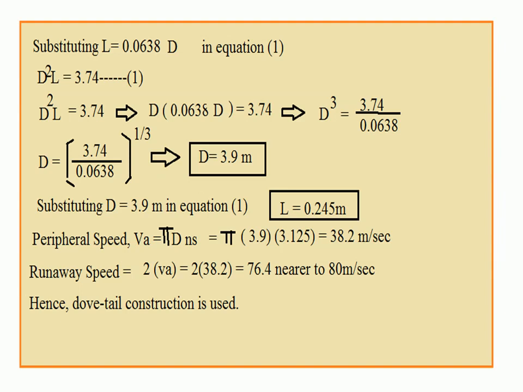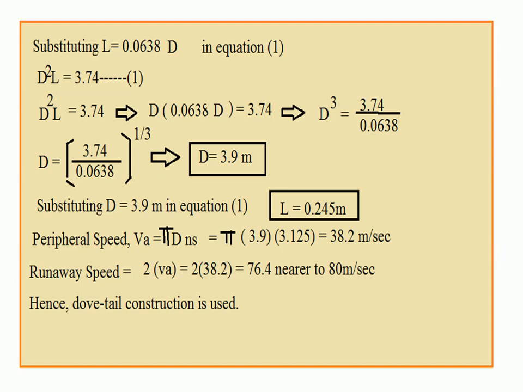Then you substitute L equal to 0.0638 times d in equation 1, that is d square L equal to 3.74. You substitute the L value, then we get d cube equal to 3.74 divided by 0.0638. Hence, d should be equal to the cube root of this value. Then we get 3.9 meters. You substitute this d value in equation 1, and L we also get 0.245 meters.